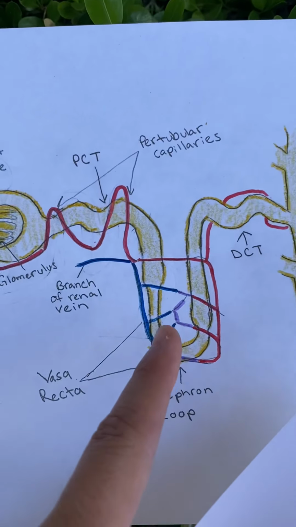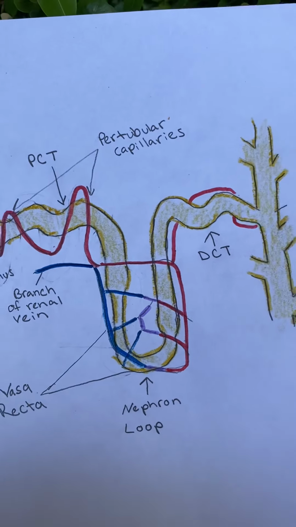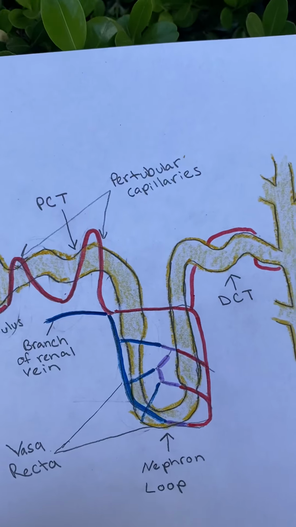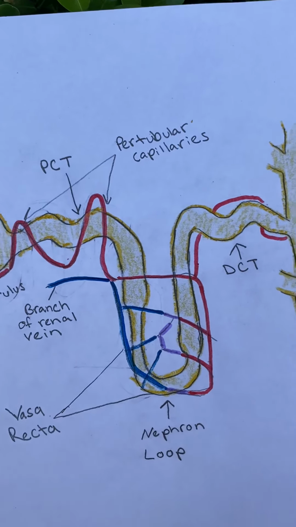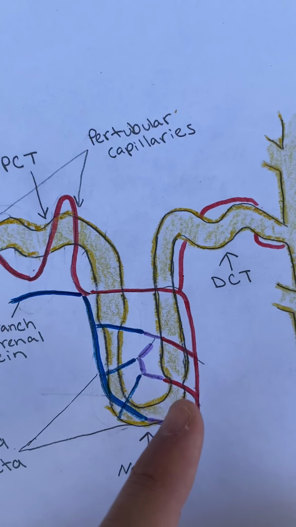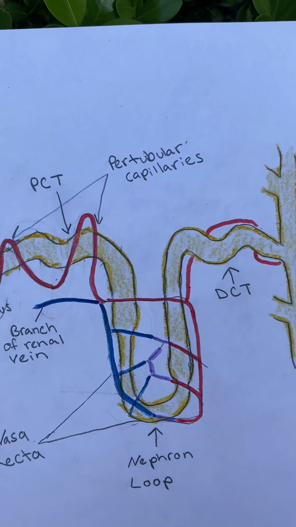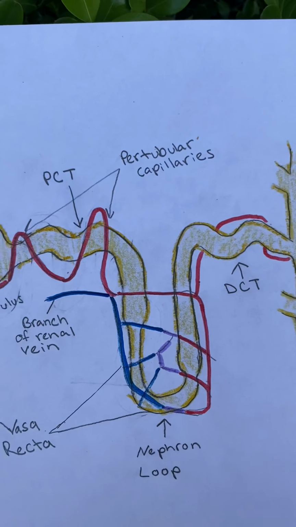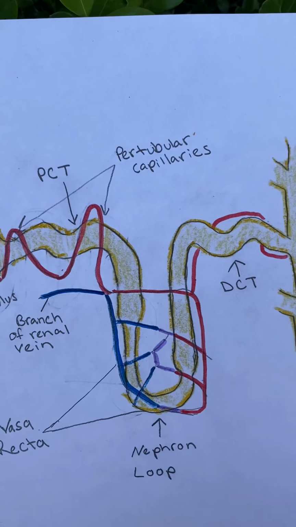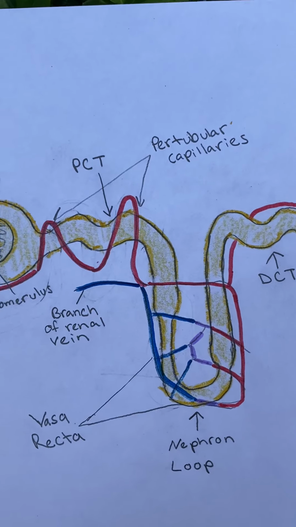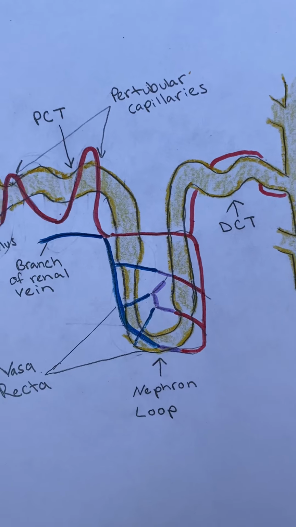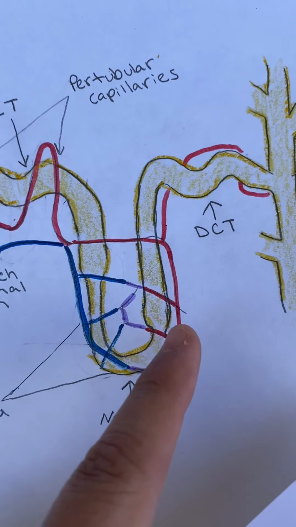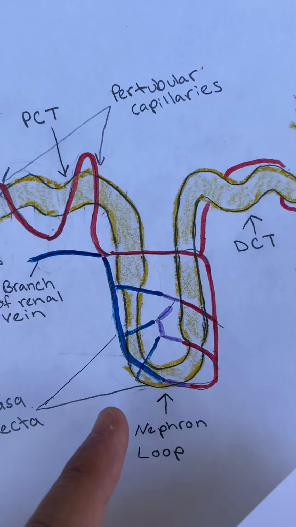Right here is the nephron loop, or loop of Henle. In the descending portion of it, right here, that's where water is reabsorbed, and on the other side, the ascending loop is where sodium, potassium, and chloride are reabsorbed. The ascending loop of Henle's job is to make sure there's enough water being reabsorbed into the peritubular capillaries. Since all the salts are being reabsorbed in here, the water follows it on the other side.